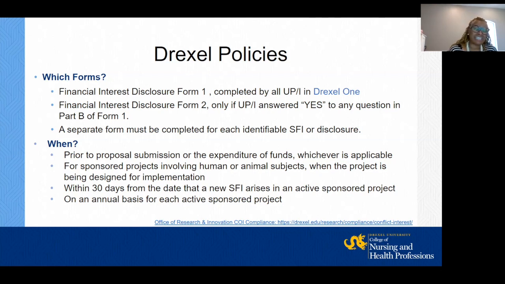And unfortunately, right now, you have to do it with every proposal or protocol that you submit through Drexel University Office of Research and Innovation. I know that can be frustrating. However, that is our process at this time.